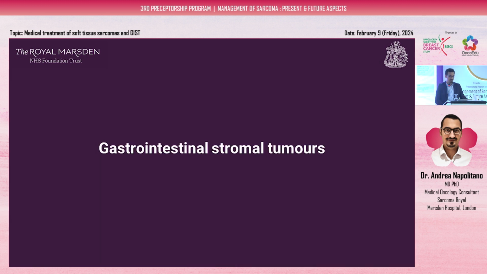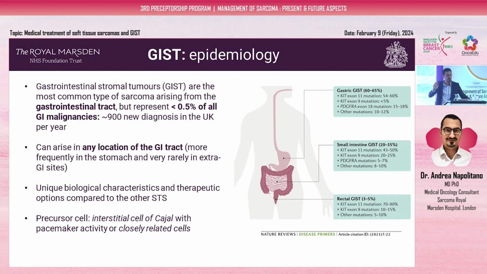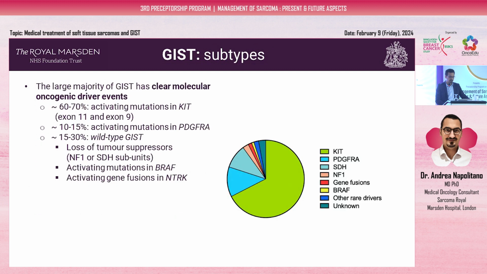So moving to GIST, they're a very common type of sarcoma. They arise from the gastrointestinal tract. They represent less than 0.5% of all GI malignancies. They are more commonly found in the stomach, followed by the small intestine and the rectum. And they have, as I mentioned, unique biological characteristics and therapeutic options. They arise from the interstitial cell of Cajal, which has pacemaker activity.